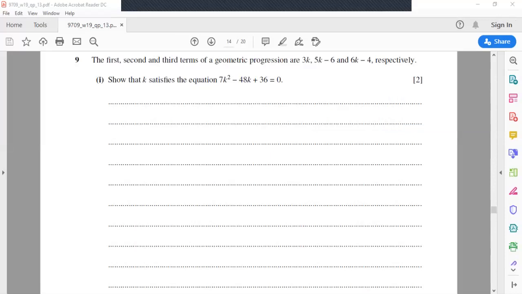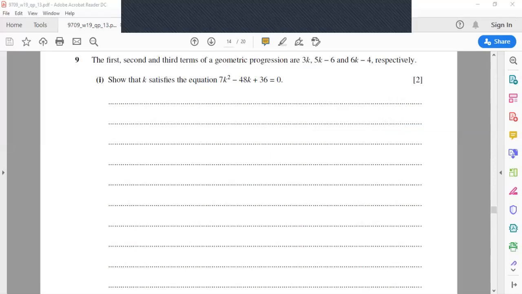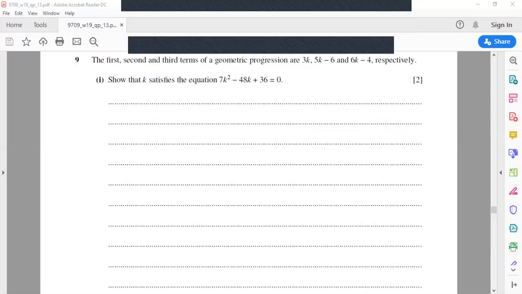The same paper, October/November 2019, paper 1-3, and we are starting with question number 9. The first, second, and third terms of a geometric progression are given, and we must show that k satisfies this equation. Now, if this is a geometric progression, the common ratio from the first two terms and the common ratio from the second two terms must be equal.